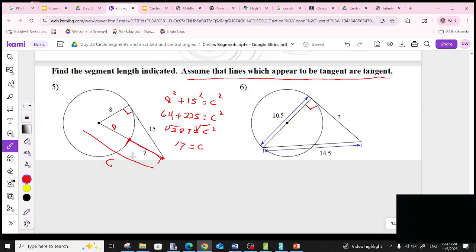But that's the whole length. We are going to subtract off the 8 because it wants this piece right here. So 17 minus 8 is 9. So that question mark they were asking for is 9. This one would just do a squared plus b squared. You wouldn't have to subtract off anything.